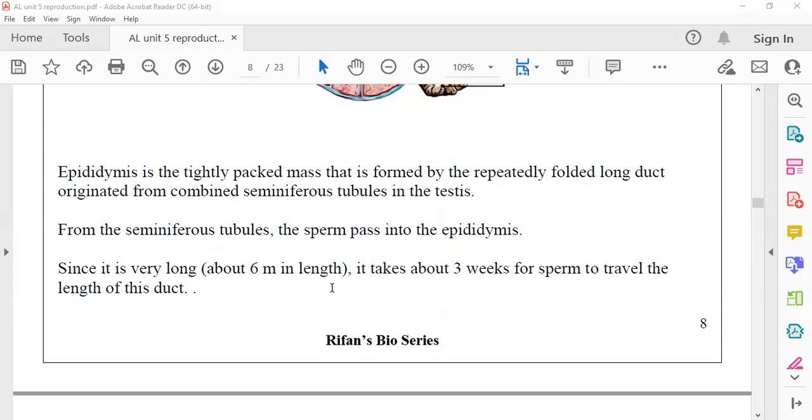Epididymis is a tightly packed mass that is formed by a repeatedly folded long duct originating from the combined seminiferous tubules in the testis. From the seminiferous tubules, sperm will be carried to the epididymis. According to the notes, how long is the epididymis?